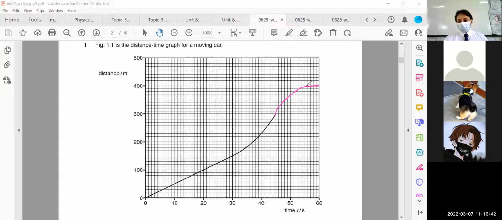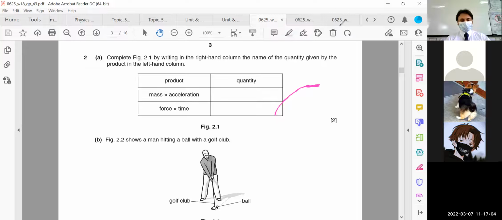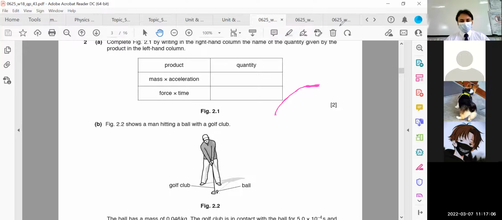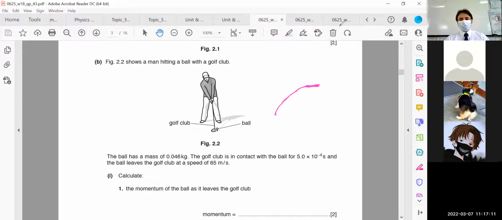The car is at rest for the next 5 seconds, and if it is at rest, then there is no change in the position or distance. So this portion for the 5 seconds is showing that the car is not moving, but it is at rest. So this graph you have to plot in this question. Question number 2a, I'm not taking, that is a simple question. And then, okay, let us discuss the B part.